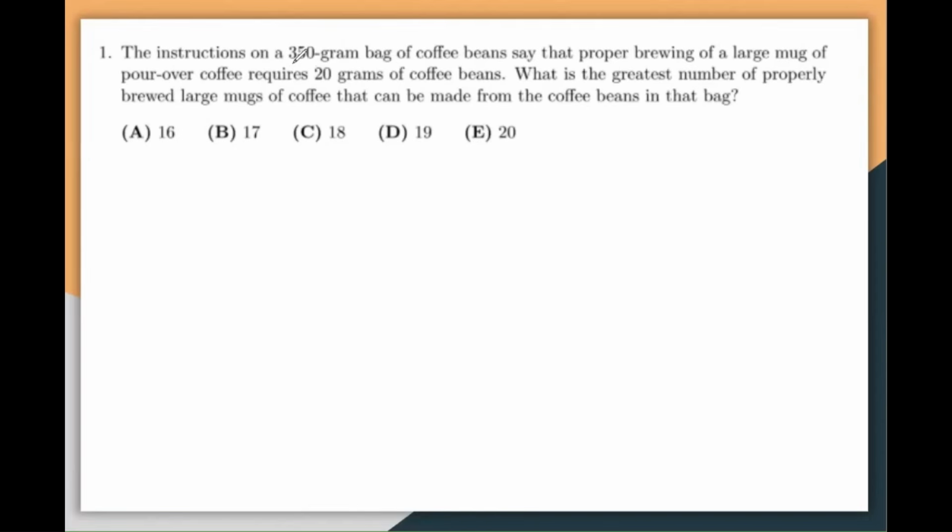The instruction on the 350 gram bag of coffee beans says that proper brewing of a large mug of pour over coffee requires 20 grams of coffee beans. We want to find the largest number of properly brewed large mugs of coffee that can be made from the coffee beans in that bag. It's straightforward, but a bit wordy looking. So we just need to divide 350 by 20. That will be 17.5, but we want the whole number, so we can do at most 17 of these. You can just take the floor of this, which gives us 17.